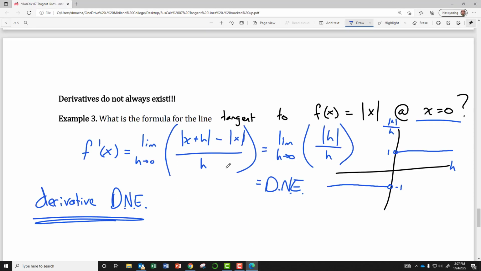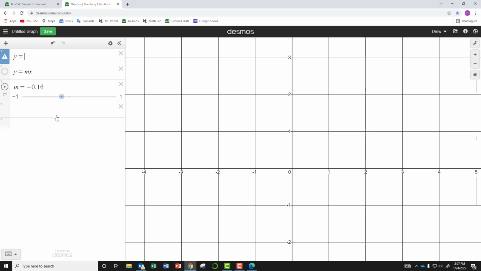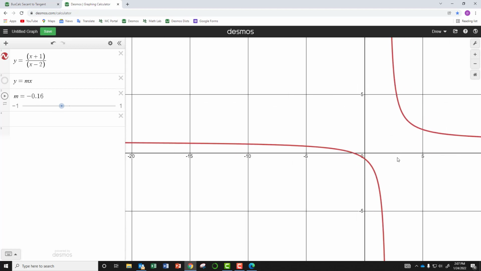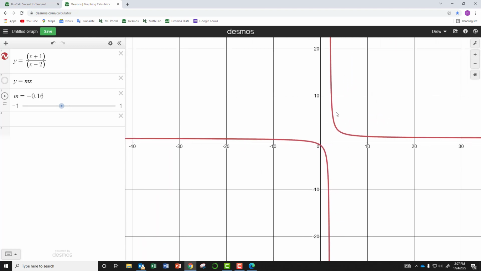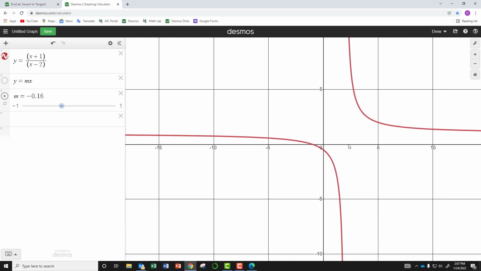Okay. So derivatives don't always exist, and in fact, where a function is undefined, that's another point where a derivative doesn't exist. So if I give you the function that goes like x plus 1 divided by x minus 2, you see this is a rational function, and at x equals 2, the function is undefined because of that vertical asymptote. Well, you can be assured that the derivative does not exist here at x equals 2 either. If the function is undefined, the derivative doesn't exist.